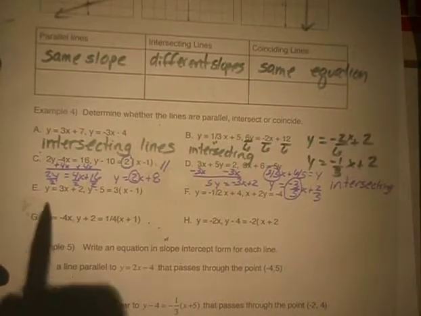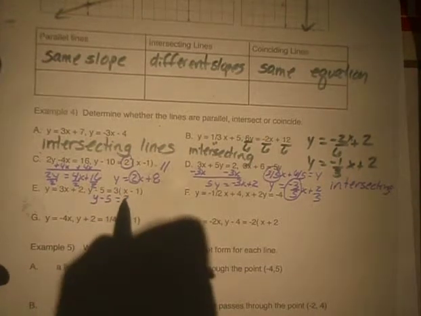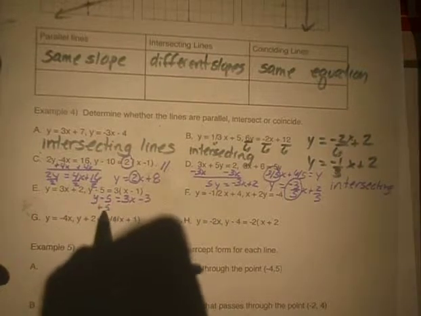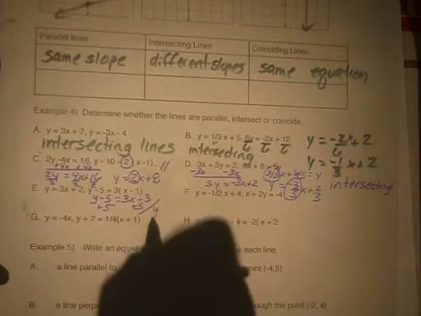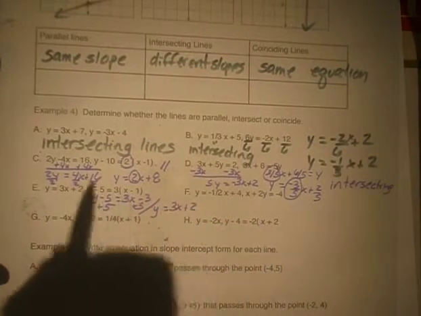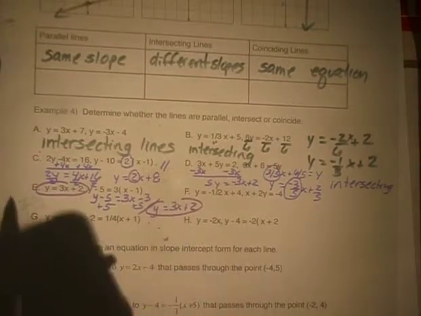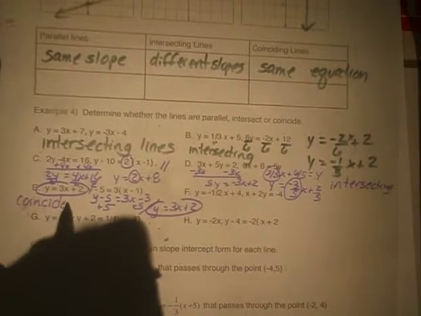Letter E, excuse me, I'm going to solve this one, put it in y equals form. We would have y minus 5 equals 3x minus 3. And if we add 5 to both sides, you have y equals 3x plus 2. So these lines are actually the same, and that is called coinciding or coincident.